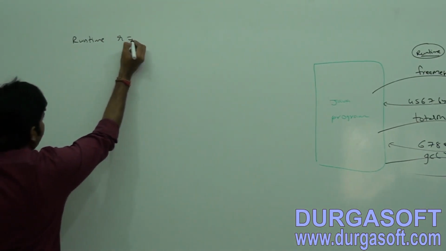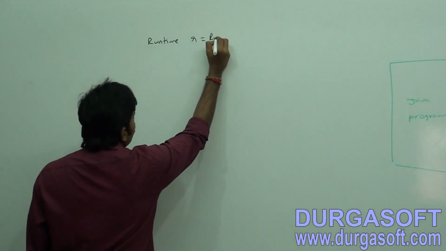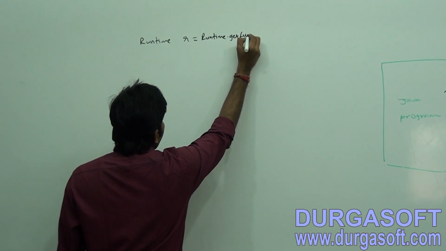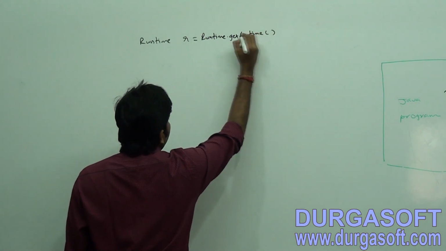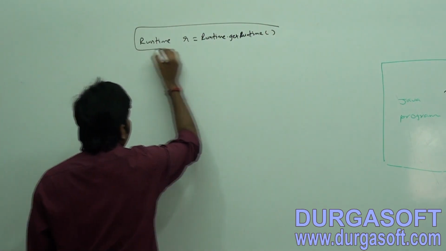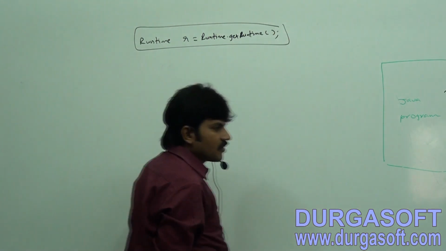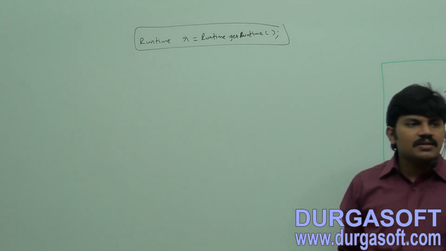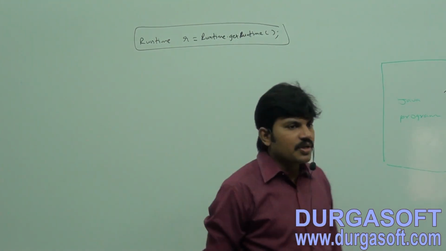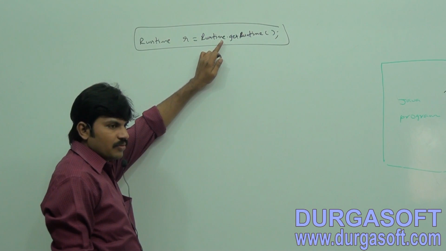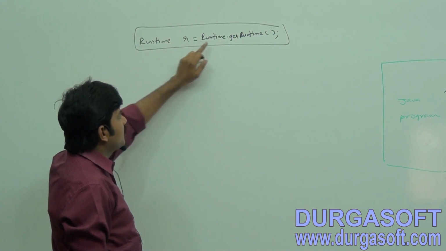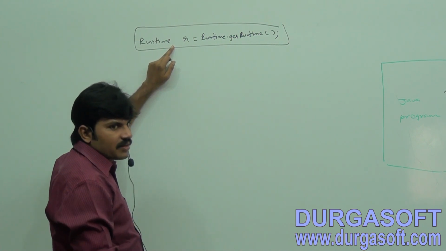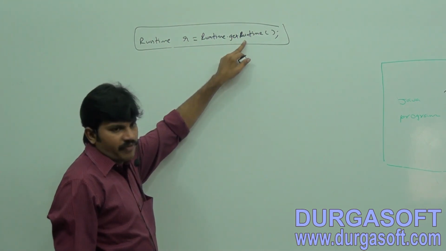Now my question is, how to create a Runtime object? Runtime r is equal to Runtime.getRuntime(). Now I am creating a Runtime object, right? Okay, this is the Runtime object. We can't write Runtime r is equal to new Runtime() because it is a singleton. Compulsorily we have to create it by using a factory method.